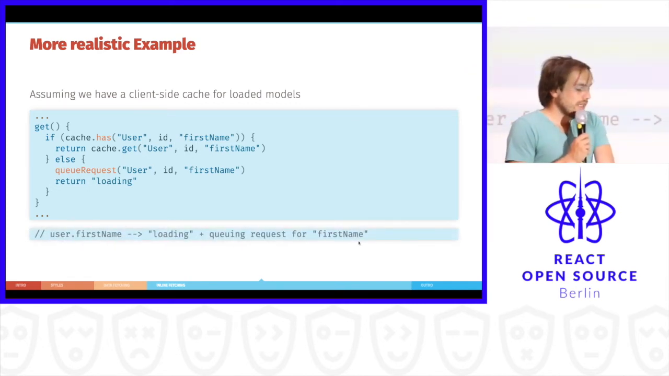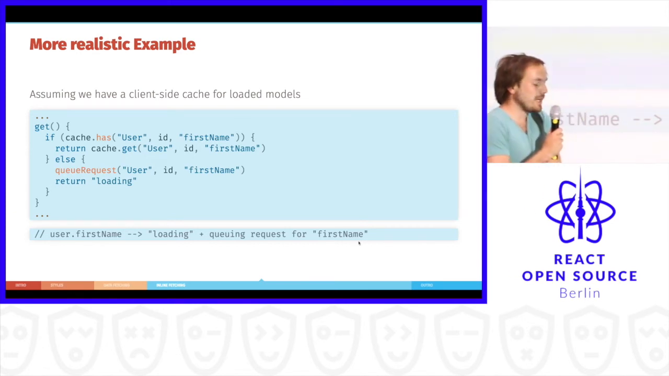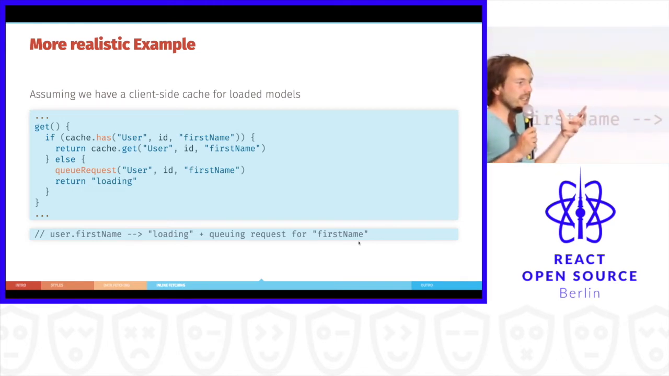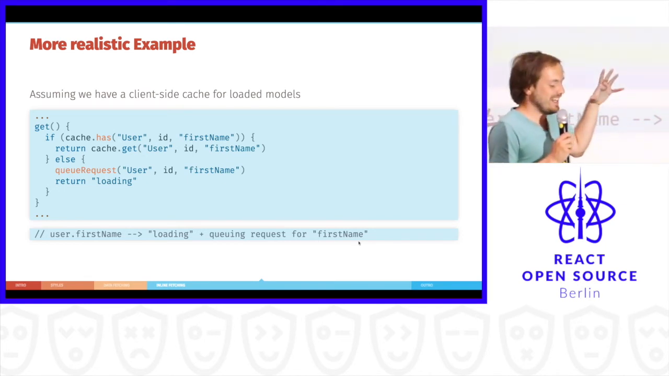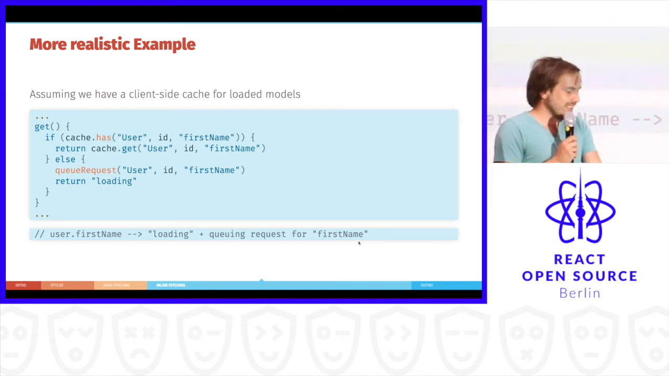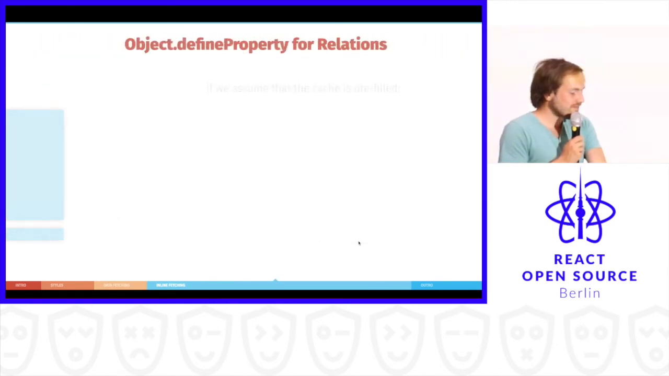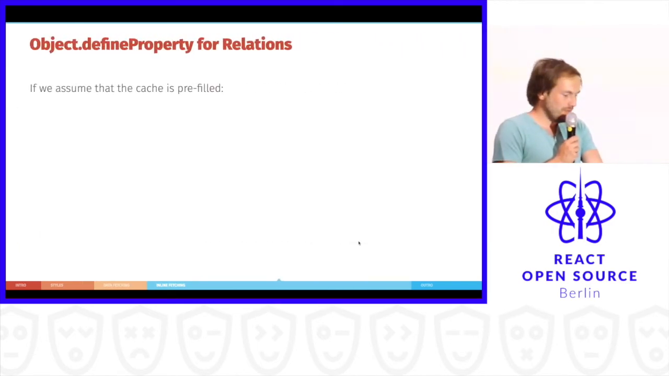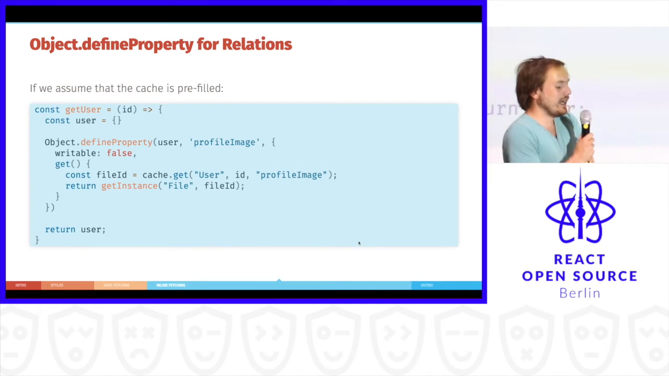And in case we call user.firstname, what is happening is we are returning loading if it's not in the cache, but also queue a request so that we can batch all those requests that are happening and create a query. And how exactly that works in the whole system, I'll show later on. Because first I'm quickly going to show you how it works for relation, this whole system.